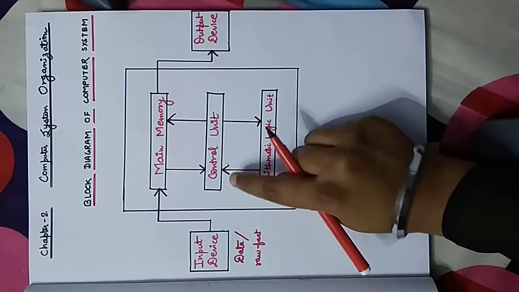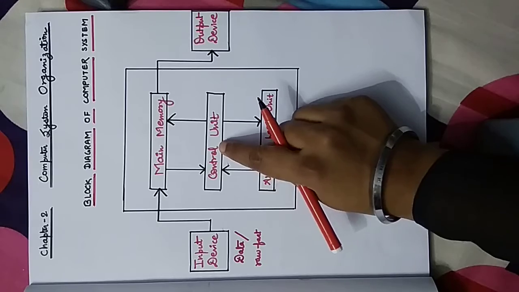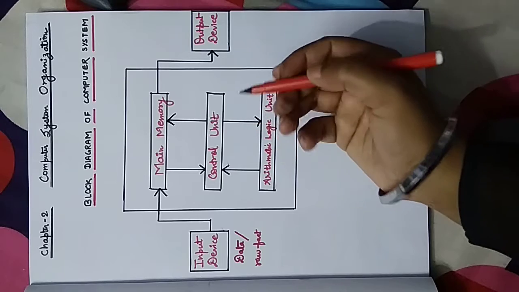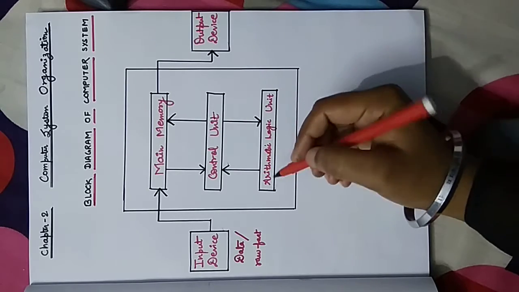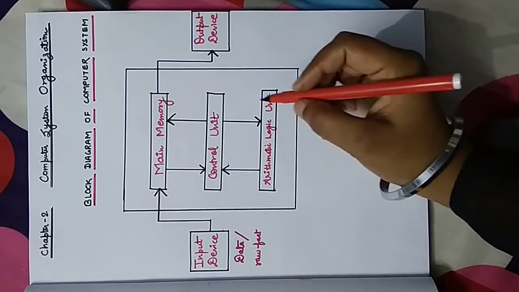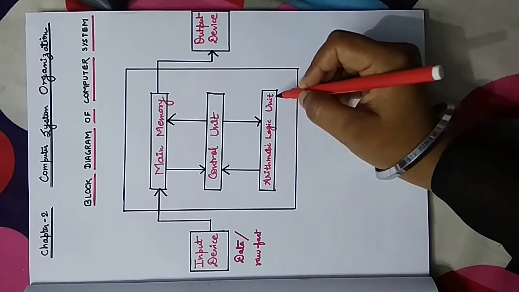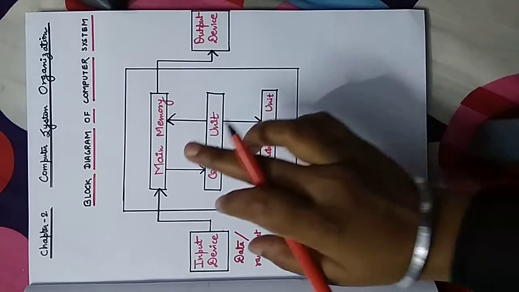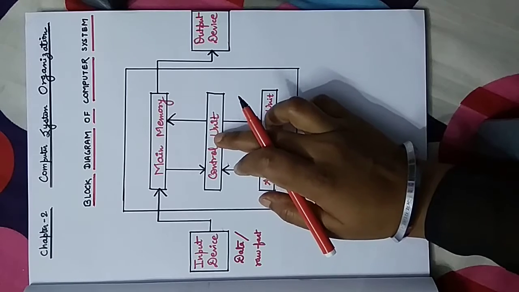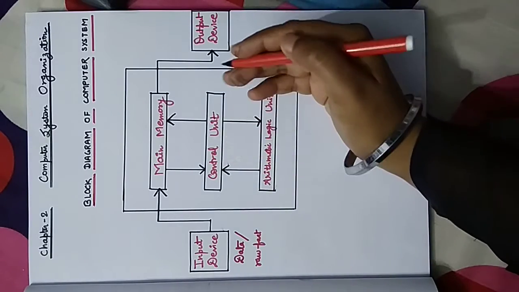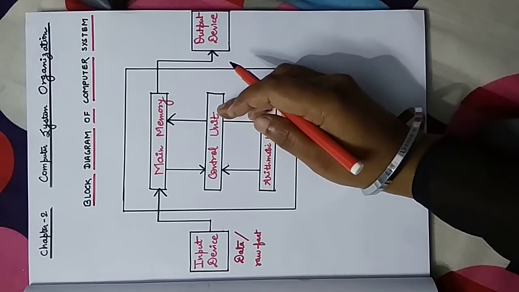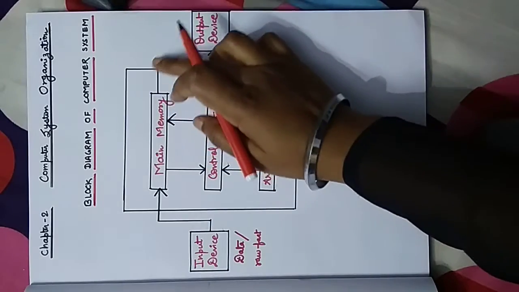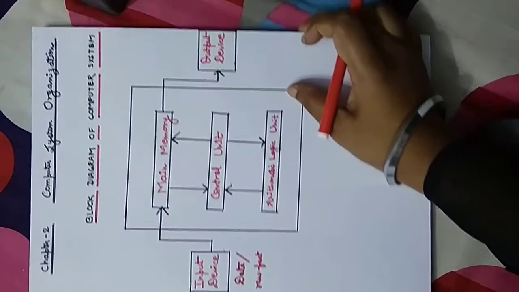Then it goes to the control unit, and the control unit works according to the user's instructions. If there is a need for the arithmetic logic unit, then it goes to the arithmetic logic unit for arithmetical and logical operations, and after this it again goes to the control unit, and the control unit sends this to secondary storage devices for permanent storage, and then gives output as information.